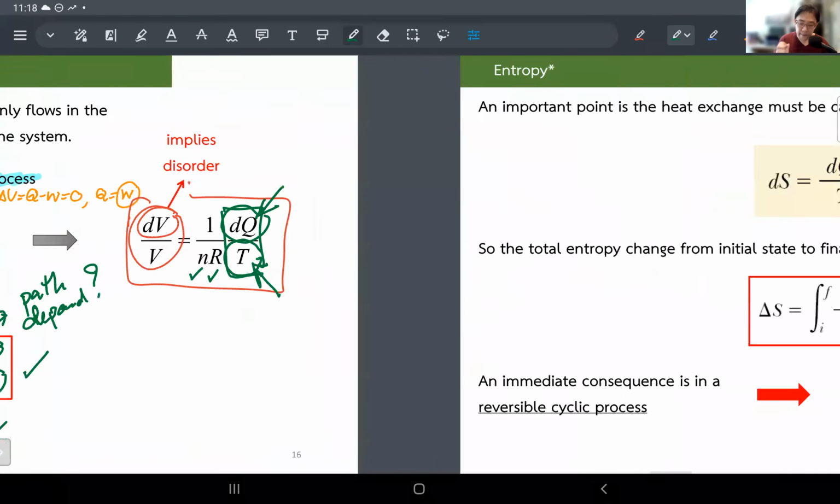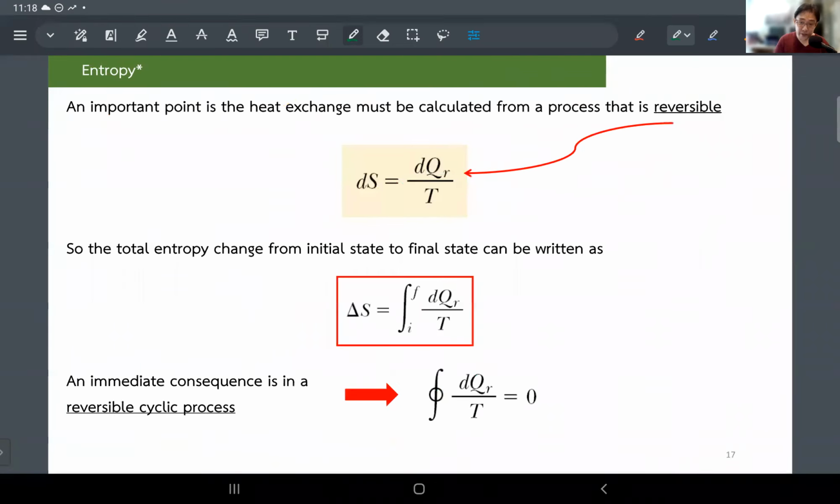It turns out the big requirement of this expression is that your heat must be calculated from a reversible process, because we already discussed that if you have heat in a process that is irreversible, that heat is a useless heat. It's like a lost heat. And once the heat is lost, you can make the loss as much as you want.